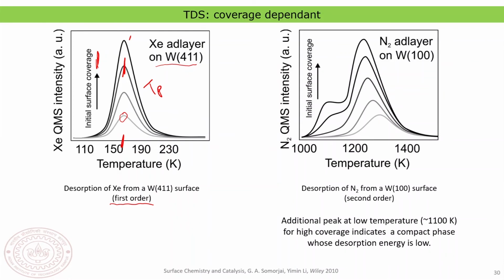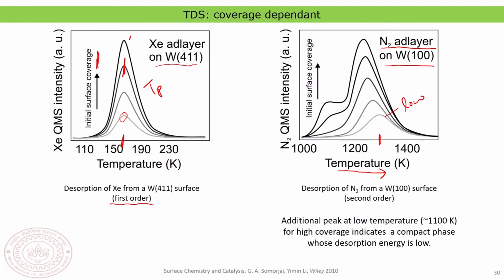And strikingly, for the nitrogen ad layer on the tungsten 100 surface, and the 100 surface is also of course a corrugated surface because you have all these four-fold hollow sites as we have seen in the previous lecture, you can see the nitrogen is dissolving, and now we have the temperature dependence. What is striking, first and foremost, is the peak temperature of the desorption, particularly at low coverages. For the low coverage you see there is only one peak corresponding to the desorption of the nitrogen from the surface.